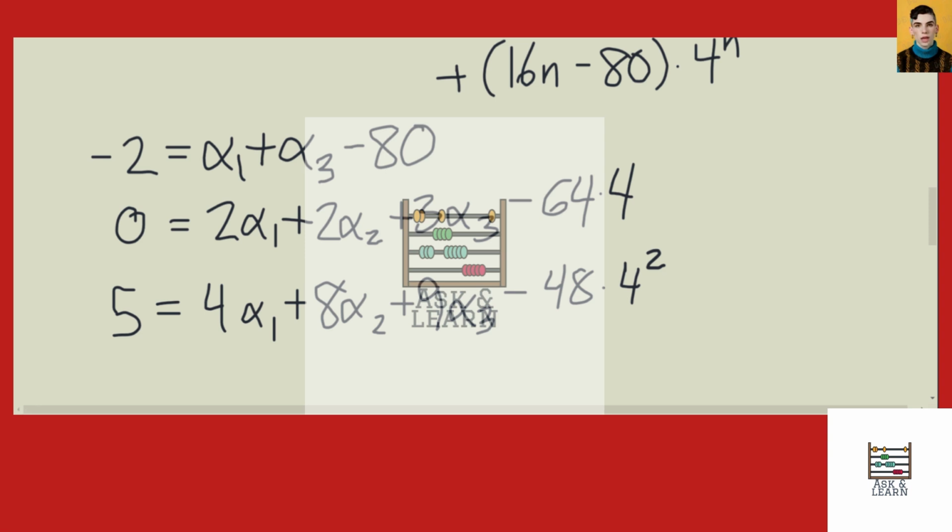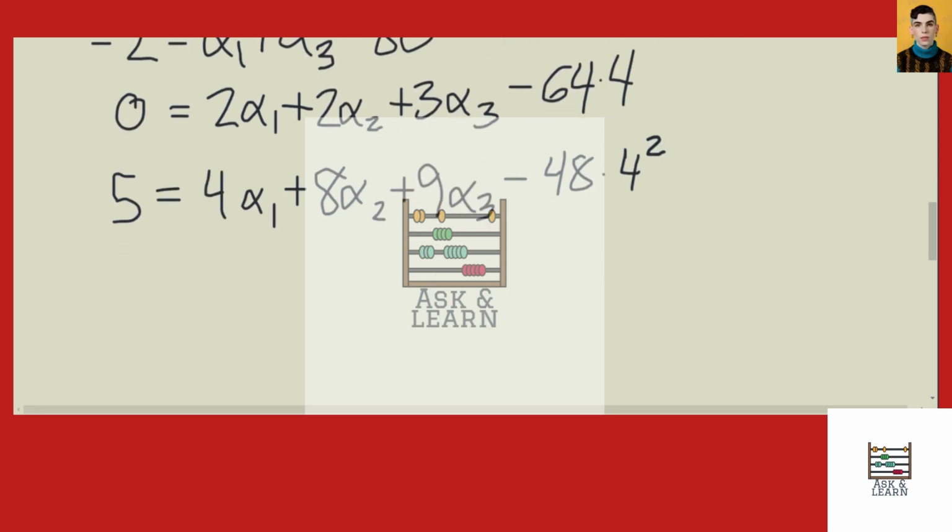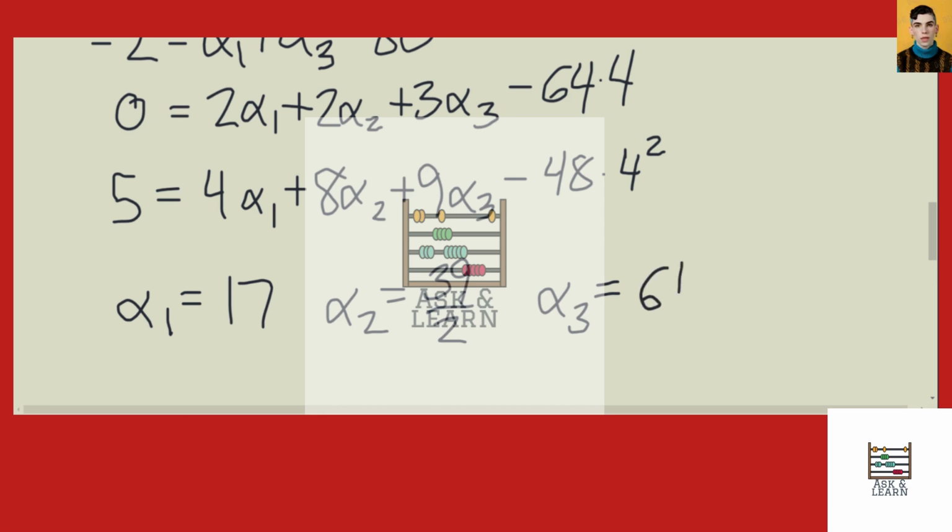And so you can solve this by hand or use a computer algebra system. So I'm going to pause here. And after solving, you'll obtain that alpha 1 is equal to 17, alpha 2 is equal to 39 over 2, and alpha 3 is equal to 61.